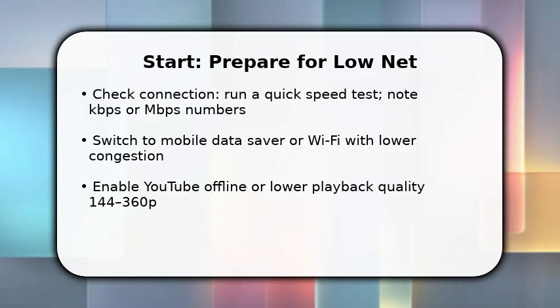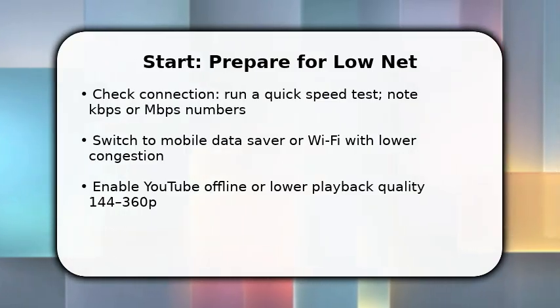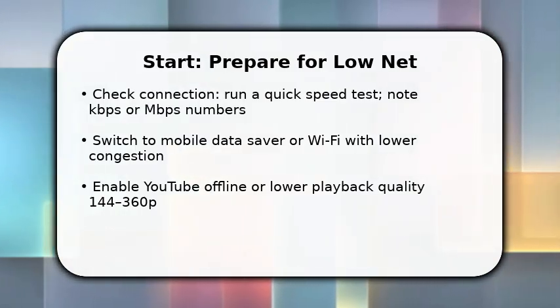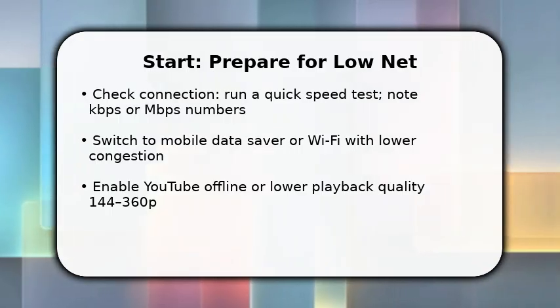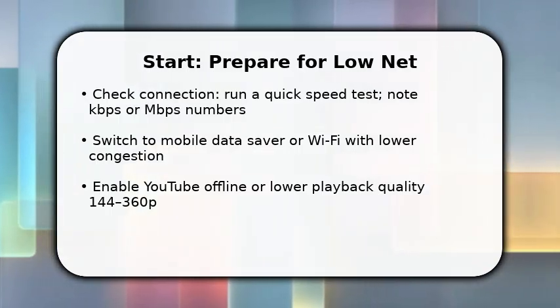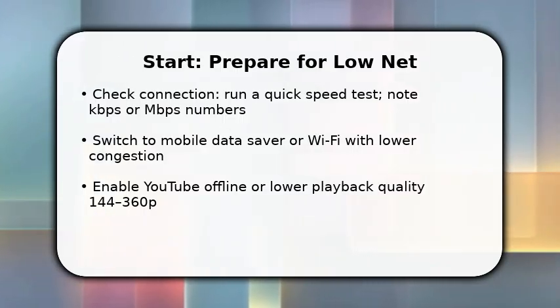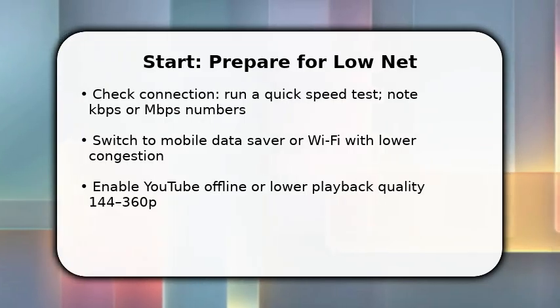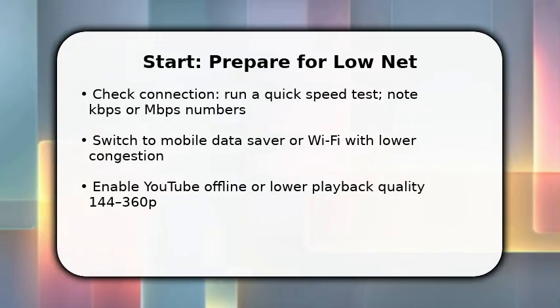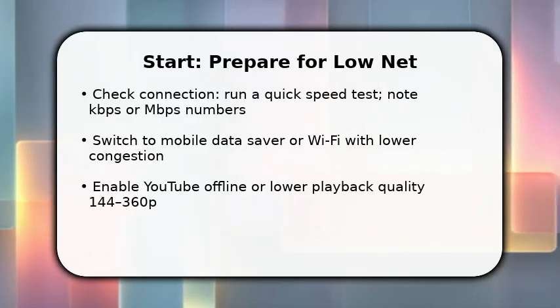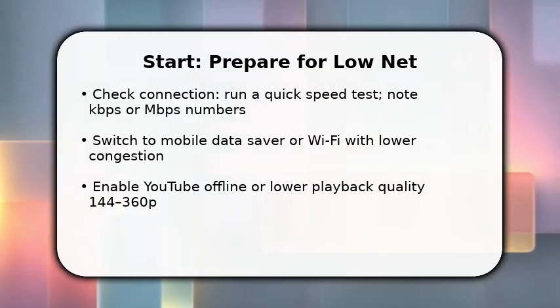You begin by measuring and reducing demands. Run a speed test so you know kbps or mbps, then pick the least congested network. Once you have a baseline, enable YouTube's data saver or choose offline download for essential videos. This prevents buffering. Make sure to set playback quality to 144 360p to cut bandwidth use.